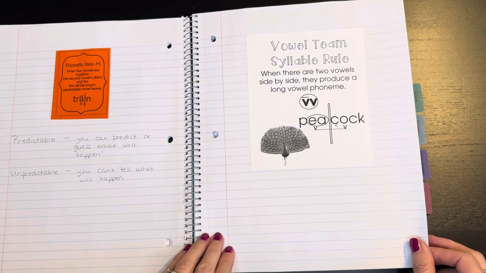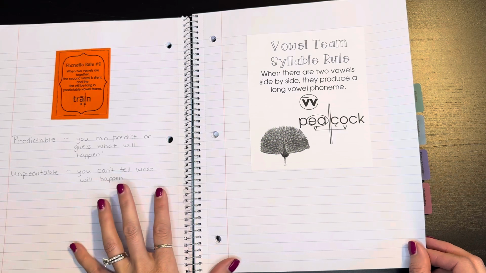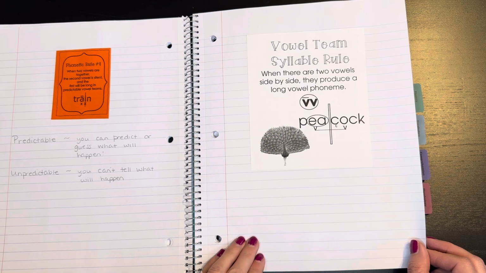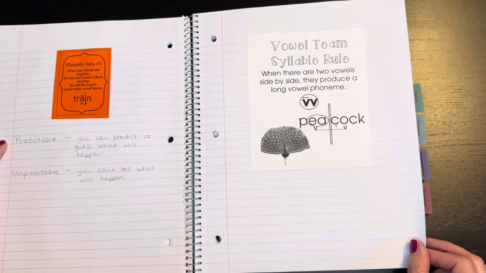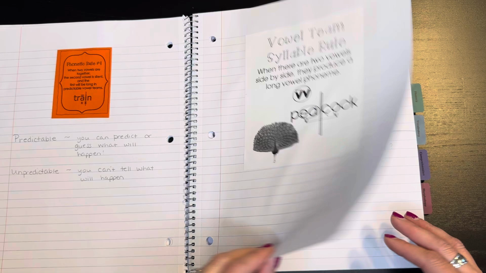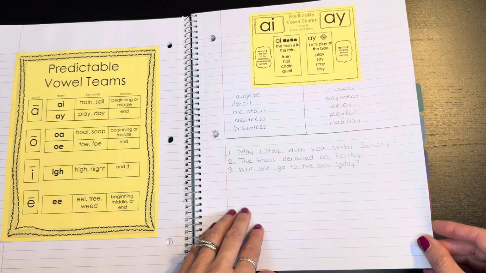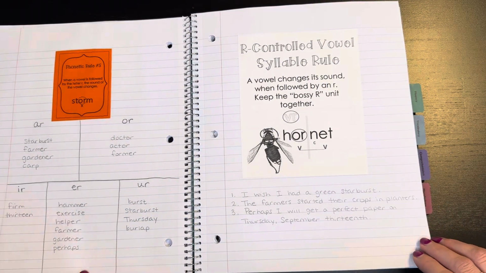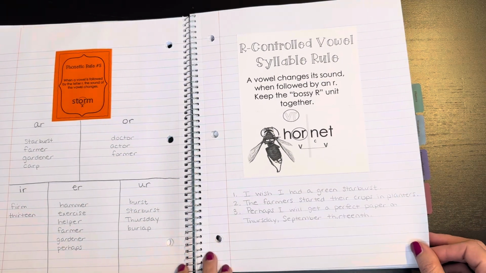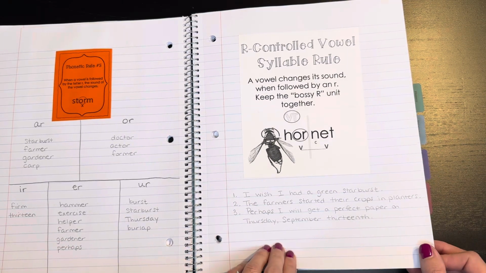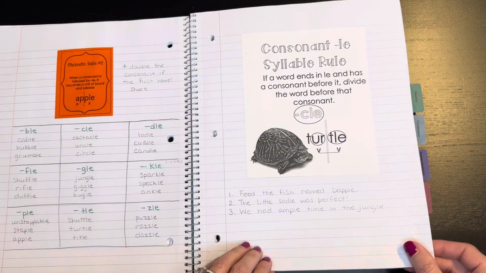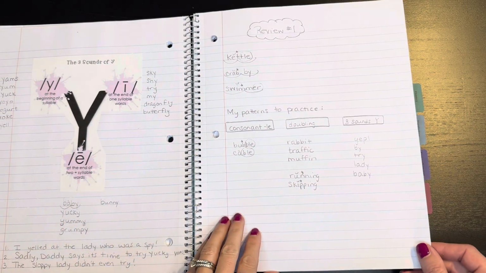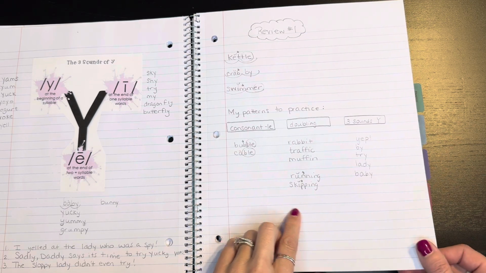Now we're on phonetic pattern number 4. This one's tricky to do here because the vowel teams are so complicated and different. So we just take note that there are predictable and unpredictable vowel teams. Here are the predictable vowel teams. And then we teach the Bossy R, or R-controlled vowels, and consonant LE. Then week 17 is the 3 sounds of Y, and then I have a page for review.